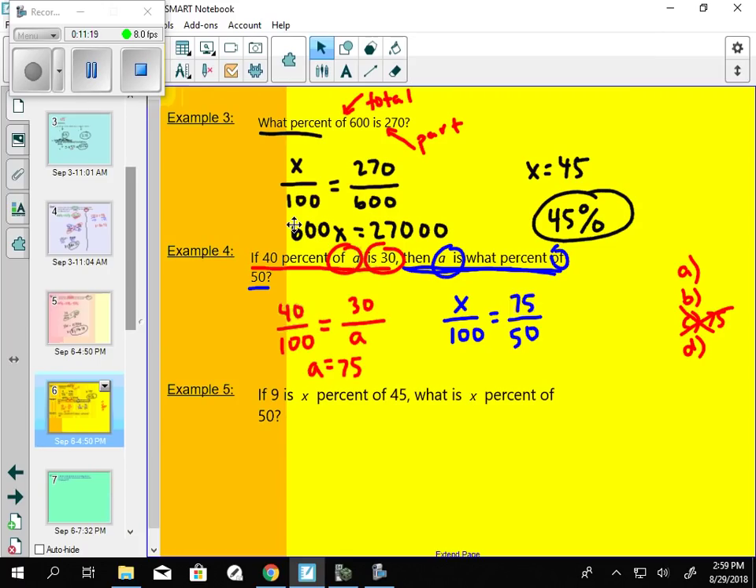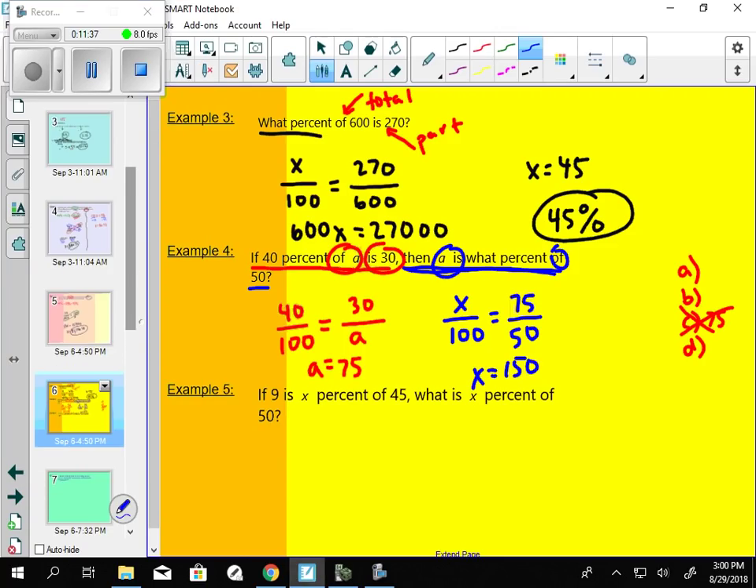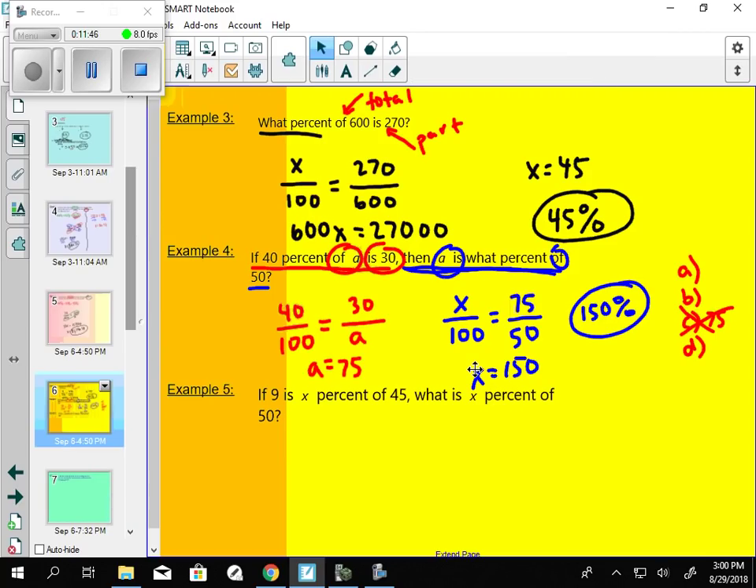So let's cross multiply. If we multiply 75 times 100, we'll get 7,500. Divide that by 50, and it looks like the overall answer is 150. So we end up getting 150, meaning what percent? The answer would be 150%. All right, why don't you pause the video here and try the next example, which is very similar to the problem we just did.